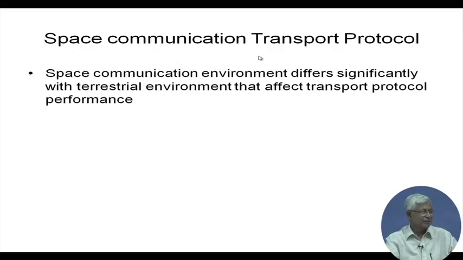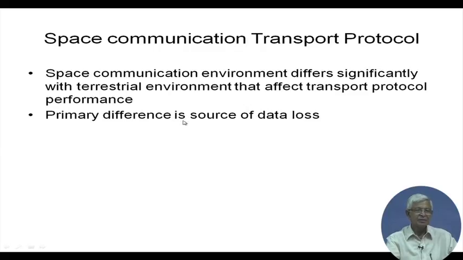Now, the space communication environment differs significantly from the terrestrial environment. That is the effect the transport protocol has to take into account. So, transport protocol performance will be different from what is expected. There are many differences. The primary difference is the source of data loss, because we have seen the satellite link is an error-prone link, and we have seen that it is an intermittent connection. We have also seen that network capacity is limited. Because of that, there may be certain data losses which may not always be congestion.